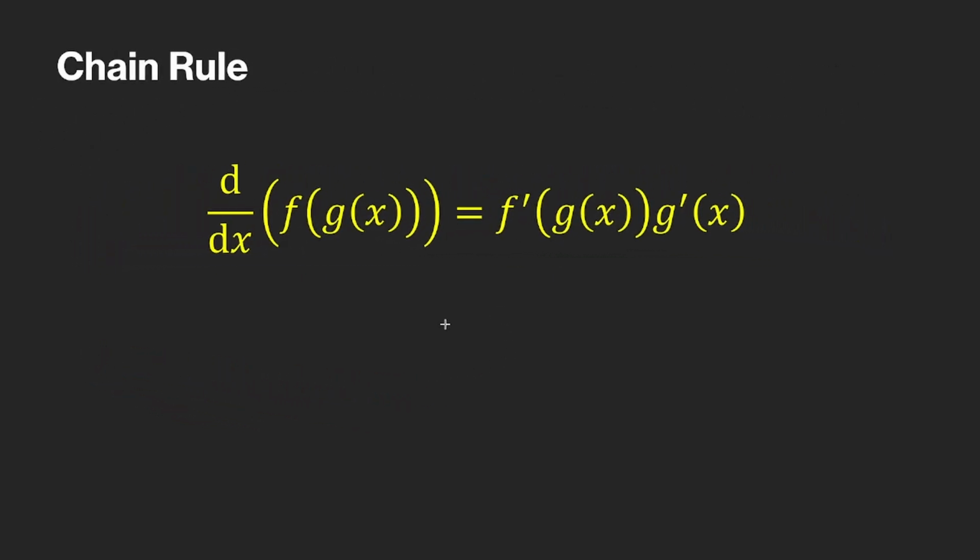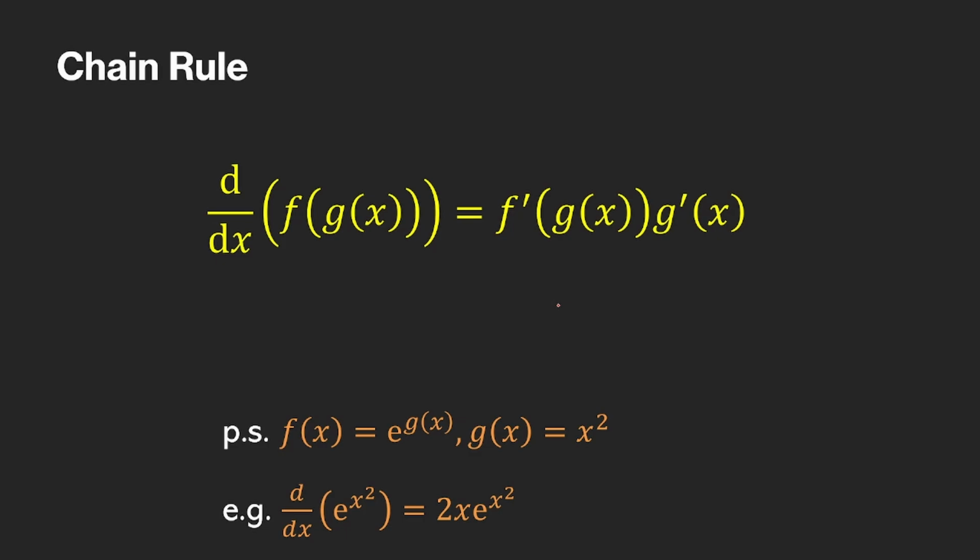Alright, now the chain rule. The chain rule is a rule that confuses students a lot more, including myself when I first learned it. So if we're taking the derivative of a function f with an input that is a function g, then that is equal to the derivative of the function f with input g times the derivative of g. So I wrote an example here.